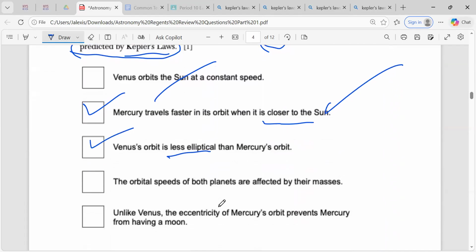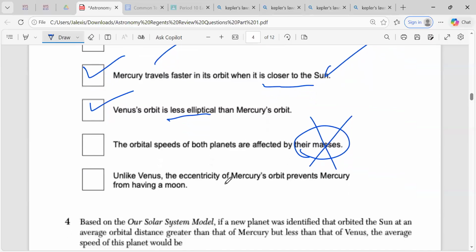Number four, the orbital speeds of both planets are affected by their masses. That is not true. As we spoke about, their speed is only affected by how close a planet is to the sun or whatever object that it is orbiting. All right. And number five, unlike Venus, the eccentricity of Mercury's orbit prevents Mercury from having a moon.